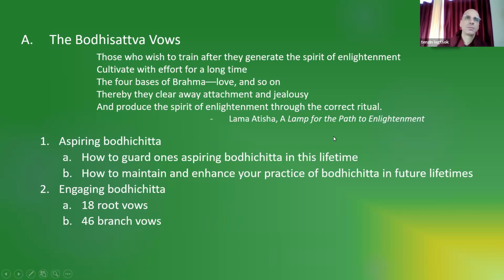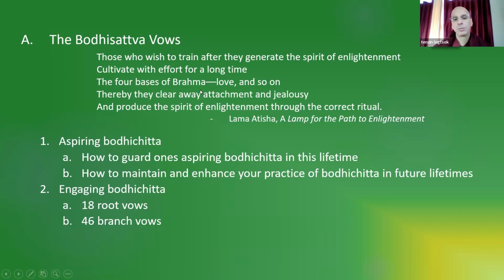So the Lam Rim, this way of presenting the Buddha's teachings, was first composed by Lama Atisha. He's one of the last great Indian Buddhist masters to come to Tibet in like 1000 AD, 1100 CE. And this mention of the ritual for generating bodhicitta is based on that root Lam Rim text, where it says, those who wish to train after they generate the spirit of enlightenment. That's the translation for bodhicitta. So after one has meditated on and generated some sense of this attitude, wishing to become enlightened in order to benefit others, cultivate with effort for a long time the 4 bases of Brahma.